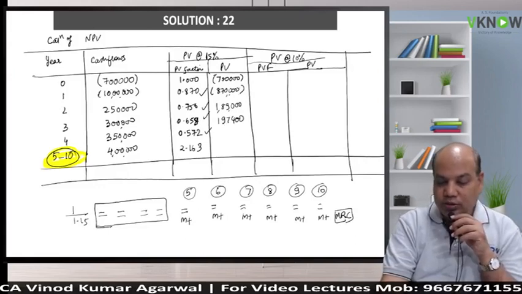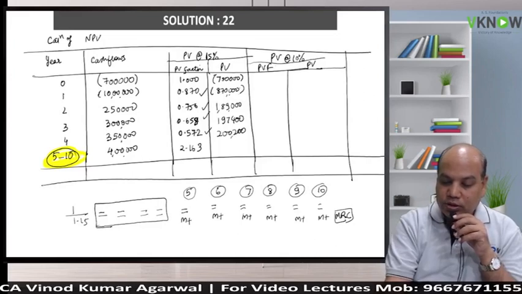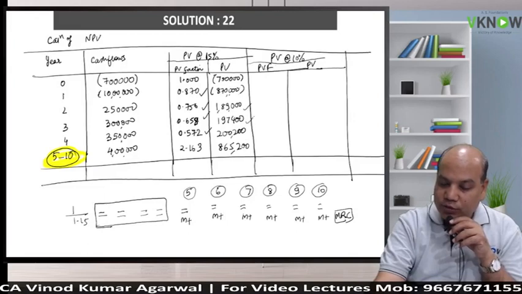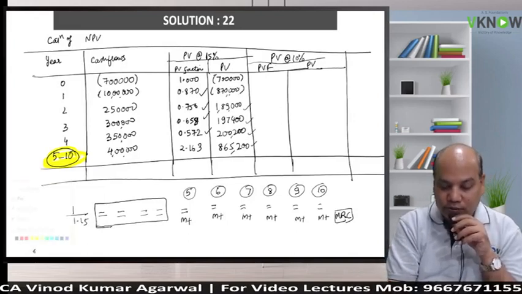Okay, next try. 2 lakh 200. And then 4 lakh into 2.163. Very good. 865,200. First you add all these positive numbers. Minus 7 lakh and minus 8,70,000.